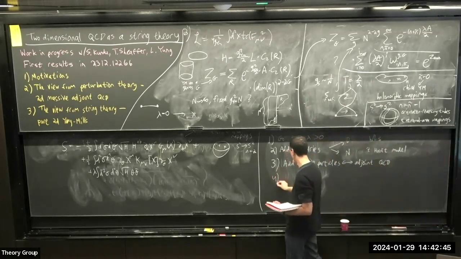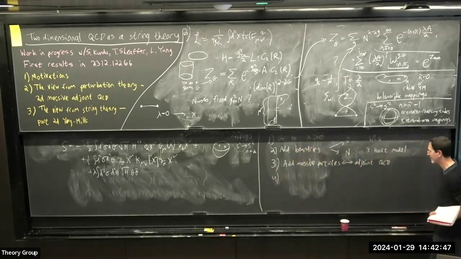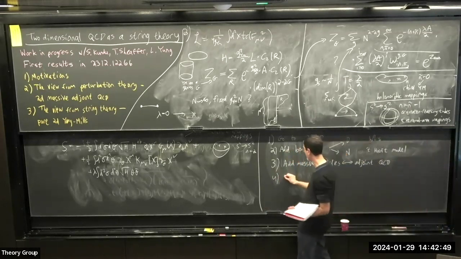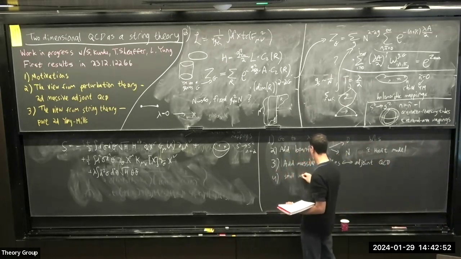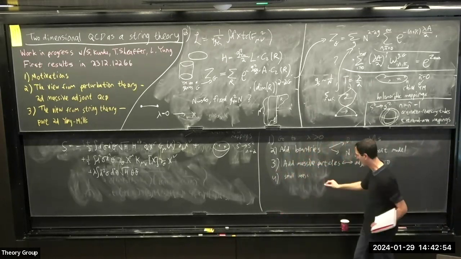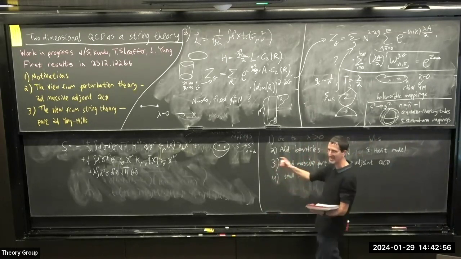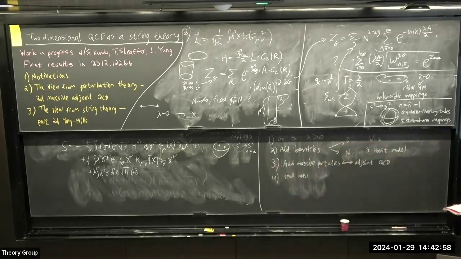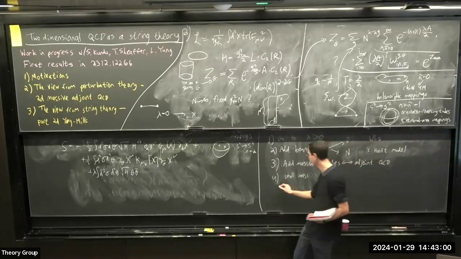At the more speculative level, of course, if we can analyze adjoint QCD for massive particles, we'd like to understand also what happens for small mass when this adjoint QCD becomes strongly coupled, and in particular, when the mass goes all the way to zero, then it even stops confining. So it would be very nice if we could see that from some string theory.